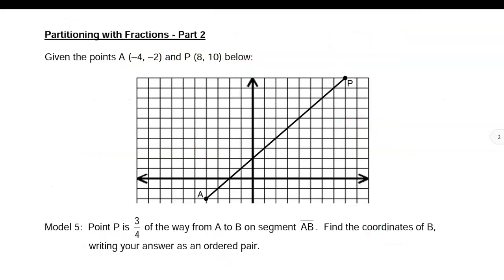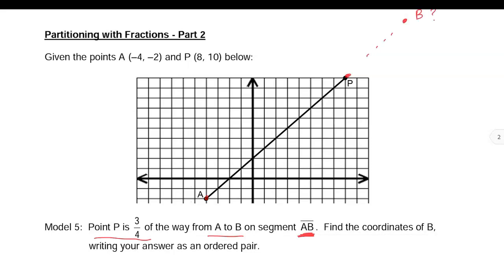We don't have the other endpoint of the segment. So the segment is AB, but notice how we have A and we have the letter P. We don't have B. P is 3/4 of the way from A to B. So clearly B is somewhere beyond P. It's out here somewhere. We're not sure at this moment where that is.